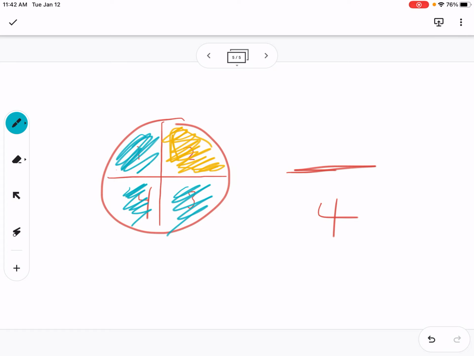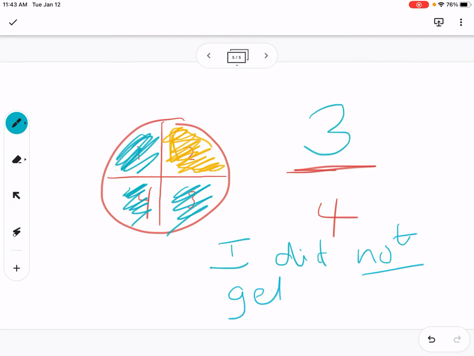So if somebody asks the question, how much of the pizza did I not get? I know the bottom number is going to be 4 because 4 tells me how many parts in the whole pizza. There are still 4 parts in the whole pizza. The top number is going to tell me how many I am talking about right now. So I'm talking about how many I did not get. I did not get 3. So 3/4 of the pizza is what I did not get.